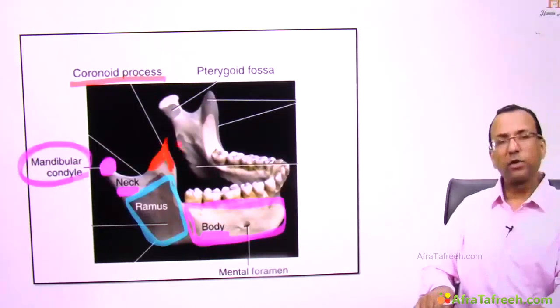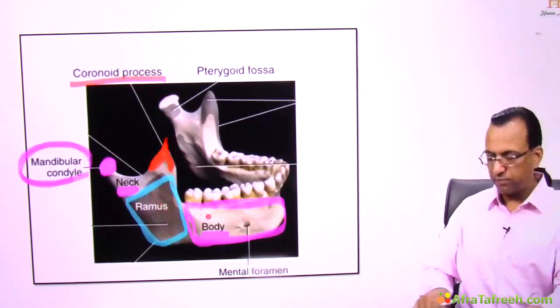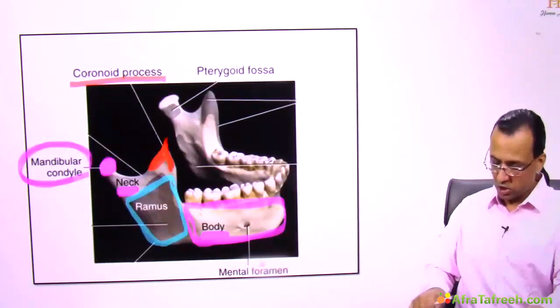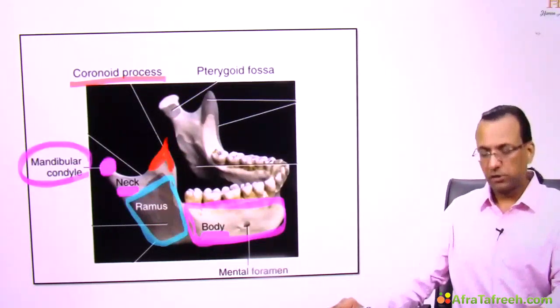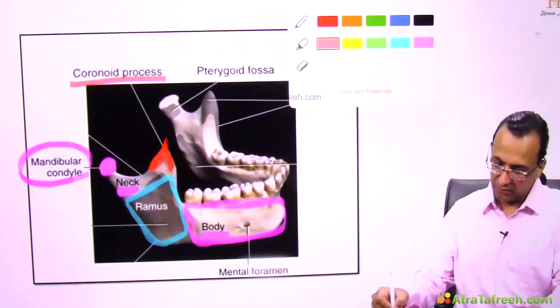This is the coronoid process of the mandible. And what is that? This is the ramus of the mandible. This is the body of the mandible. There you see the mental foramen also. And what else? You see the pterygoid fossa. What do I have this pterygoid fossa for?